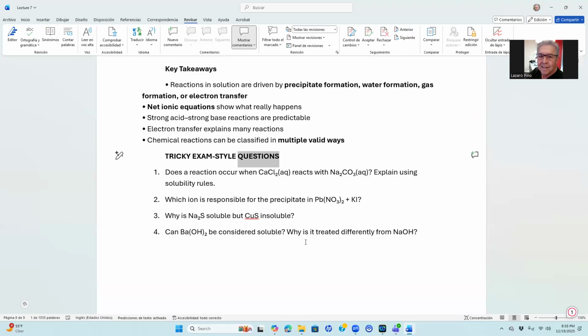Tricky exam-style questions. Does a reaction occur when CaCl2(aq) reacts with Na2CO3(aq)? Explain using solubility rules. Which ion is responsible for the precipitate in Pb(NO3)2 plus KI? Why is Na2S soluble but CuS insoluble? Can Ba(OH)2 be considered soluble? Why is it treated differently from NaOH?